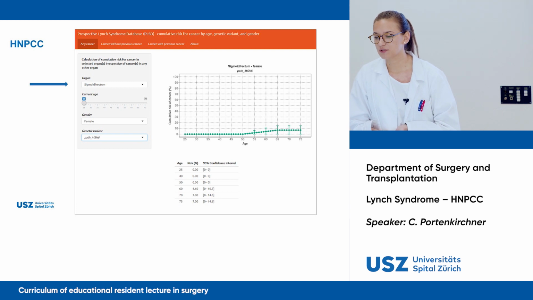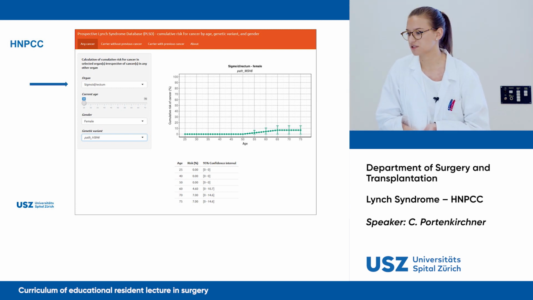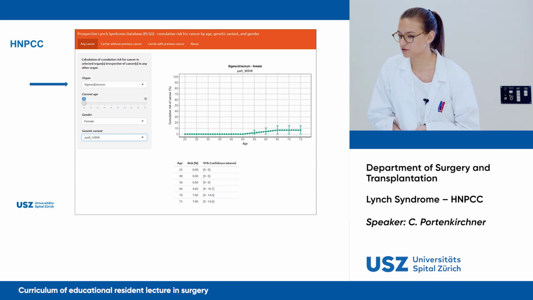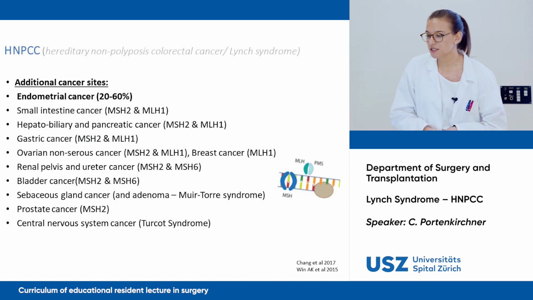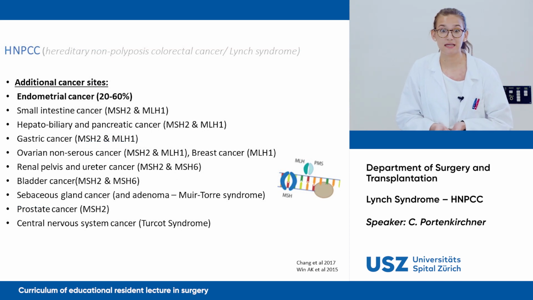And we can also look at this homepage at sigmoid rectal cancer. We will come to this later. It's a very important tool, and I think you can always look it up. It's interesting as well. So here we see the gene variations which are different for each additional cancer site in Lynch syndrome patients.